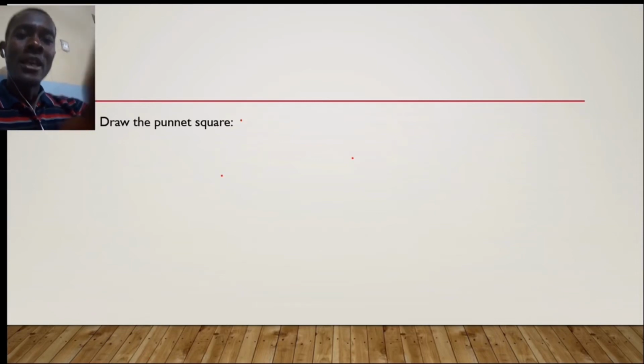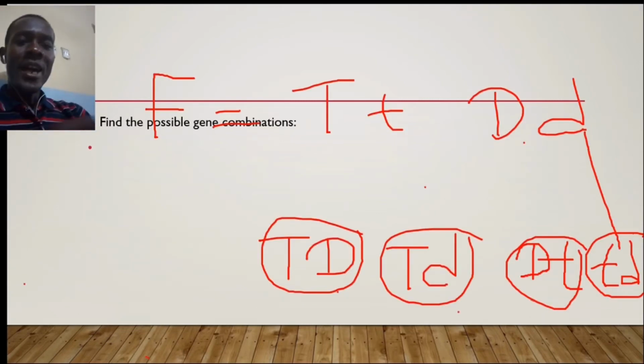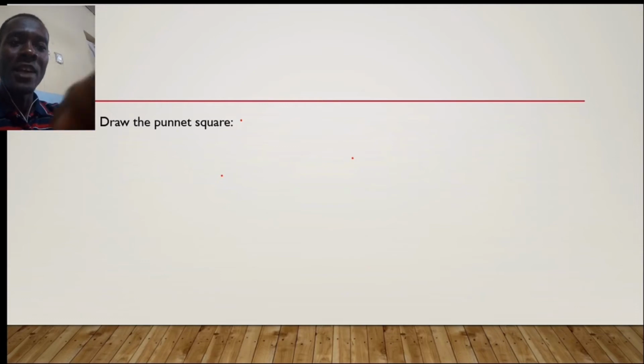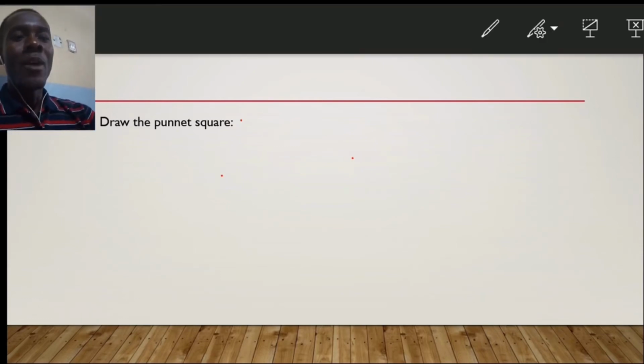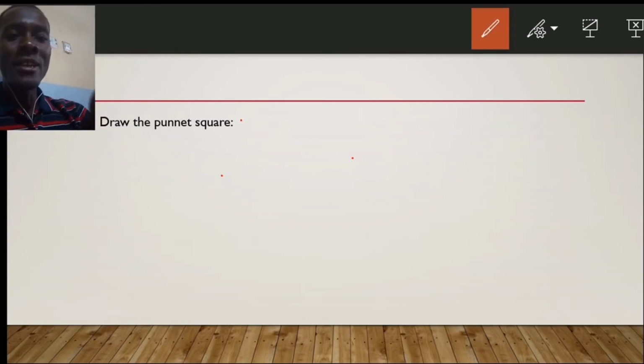The next one is to find, of course, we've done that one. We did it in the previous one. Find the possible gene combinations. We are done with that one. The next one is to draw your Punnett square. And we're going to draw the Punnett square immediately.